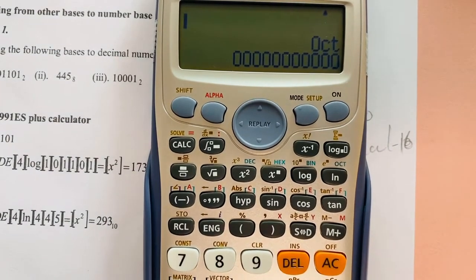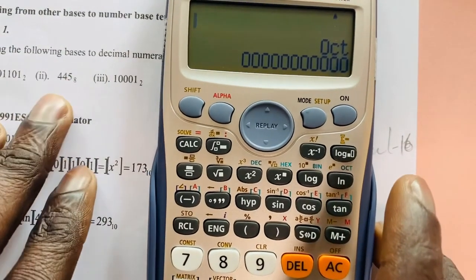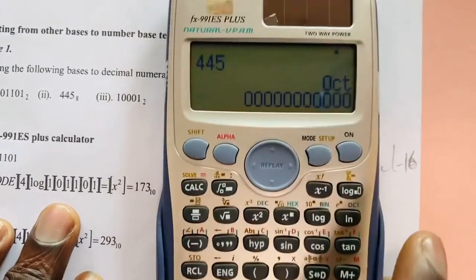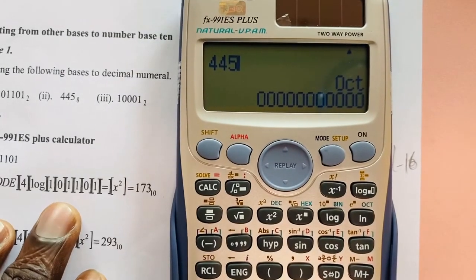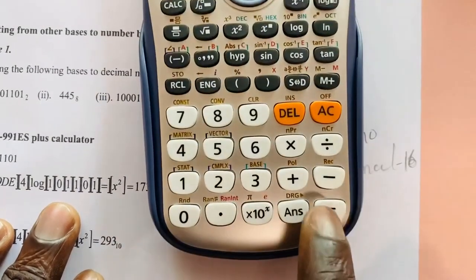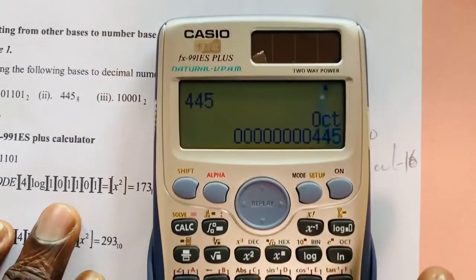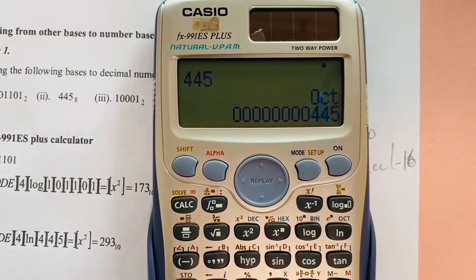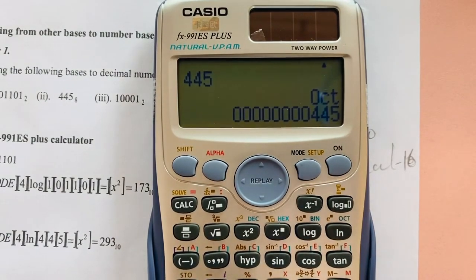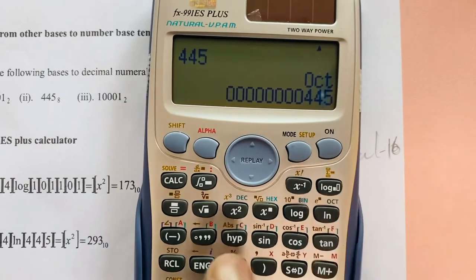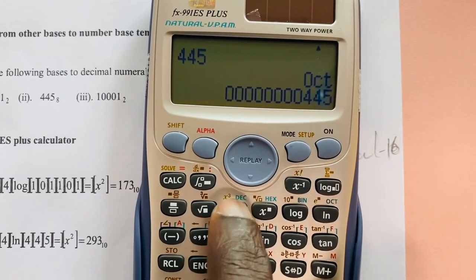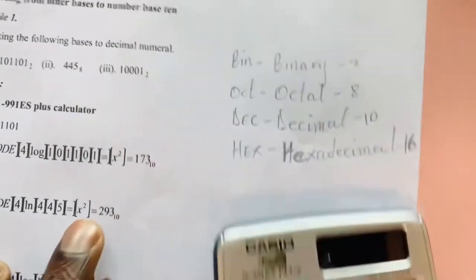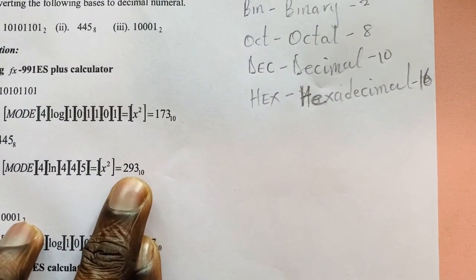So what you have to do is to enter your 445. You have your values there, and you go to the equal sign. When you go to the equal sign, it activates your base 8 for you. Now we are going to change base 8 to base 10. So what we have to do is look for where we have a decimal, and this is base 10, which is 293, gives us the base 10.